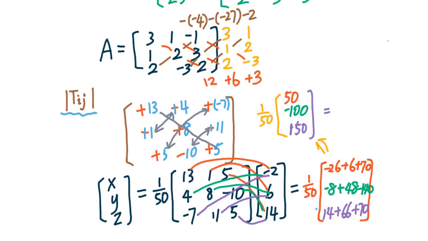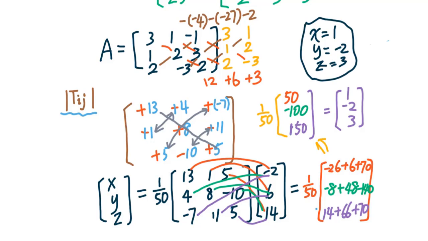We work this out, you will get 1 over 50 times [50; -100; 150]. So for each element we multiply by 1 over 50, you will get 1, -2, and 3. Therefore, x equals 1, y equals -2, and z equals 3. This will be the solution to the system of equations.